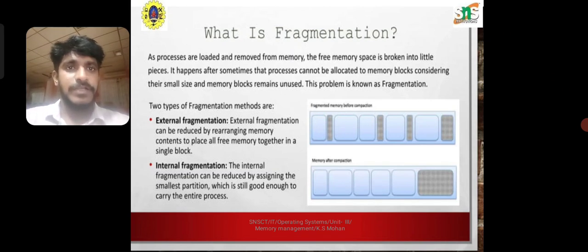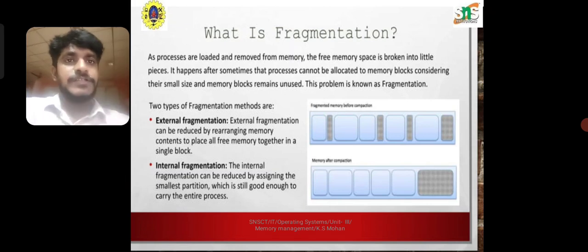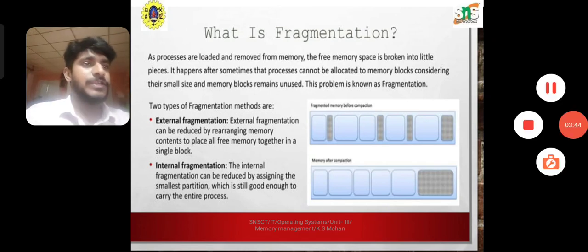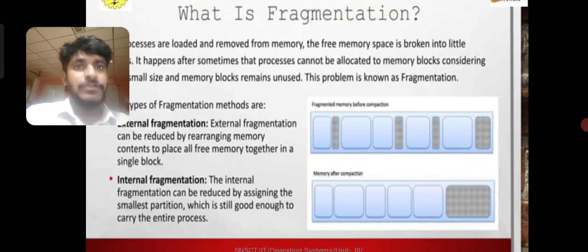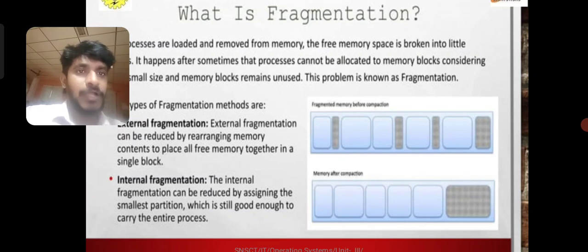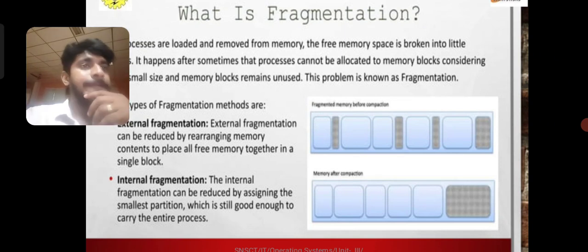There are two types of fragmentation: external fragmentation and internal fragmentation. External fragmentation can be reduced by rearranging memory contents to place all free memory together in a single block. Internal fragmentation can be reduced by assigning the smallest partition that is still good enough to carry the entire process, so that empty memory can be used very efficiently.